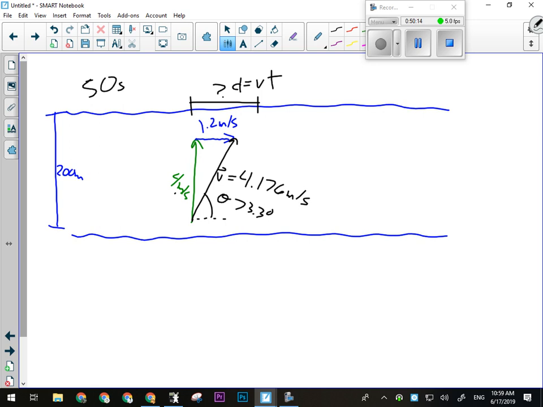You would never use the resultant to get your downstream number. If they asked you how far did they travel, then you would actually use that, but I've never asked you to do that. Because how far they travel would actually be the line that goes along here, right? The straight line.